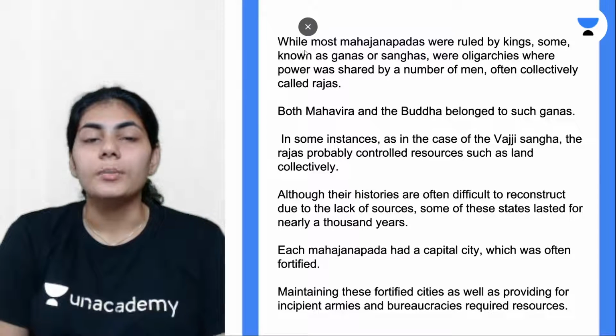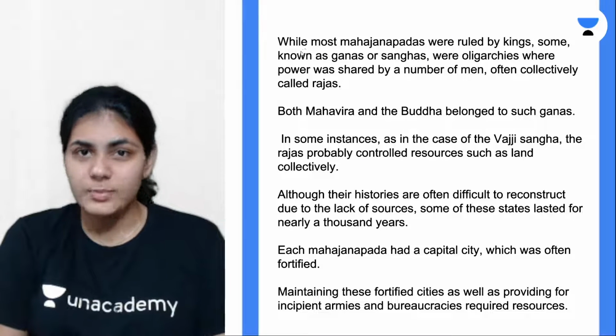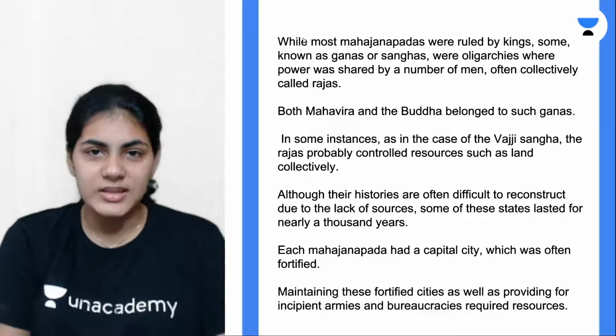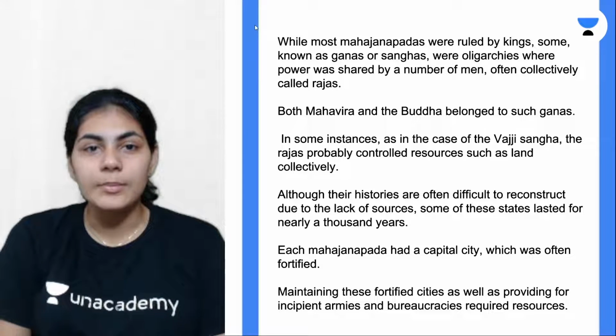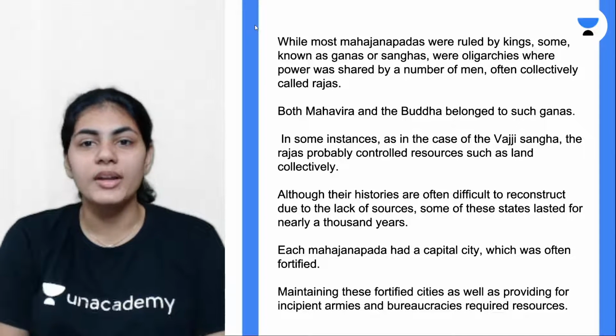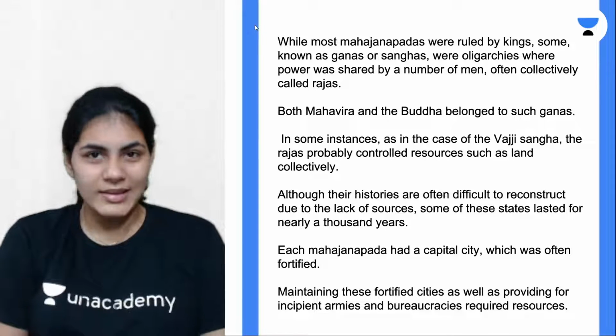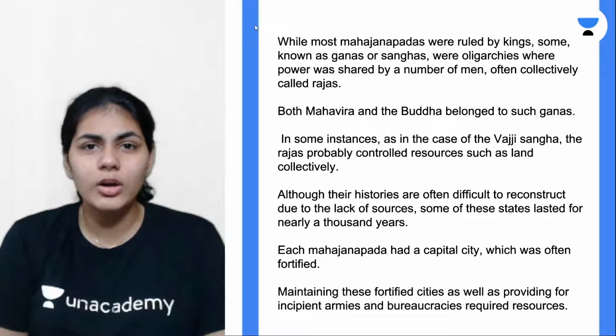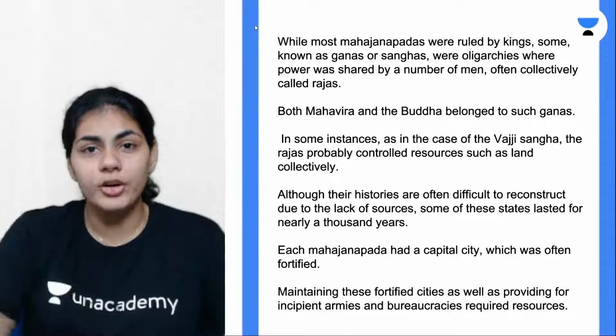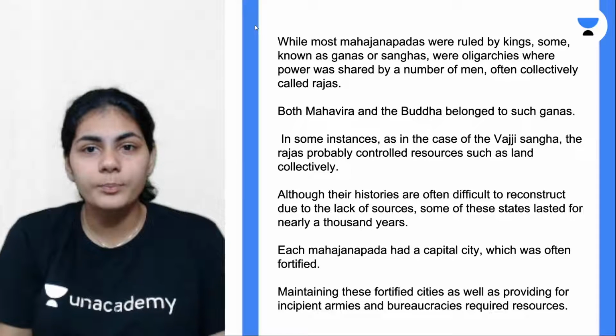Okay, where are we here? Right. So most of these Mahajanapadas, out of all the 16, definitely had some kind of political authority. Most of them were ruled by kings, like the kings which we normally know. There's one person who is the head of the kingdom. He has all the power.